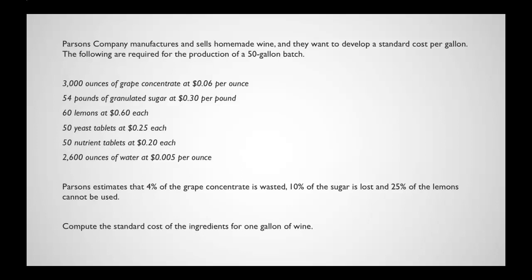Then it says Parsons estimates that 4% of the grape concentrate is wasted, 10% of the sugar is lost, and 25% of the lemons cannot be used. So if you're watching this video, I would recommend taking a picture of the screen right now or taking a screenshot, so that way you have this information as we go through the process of finding the standard cost of the ingredients for 1 gallon of wine.